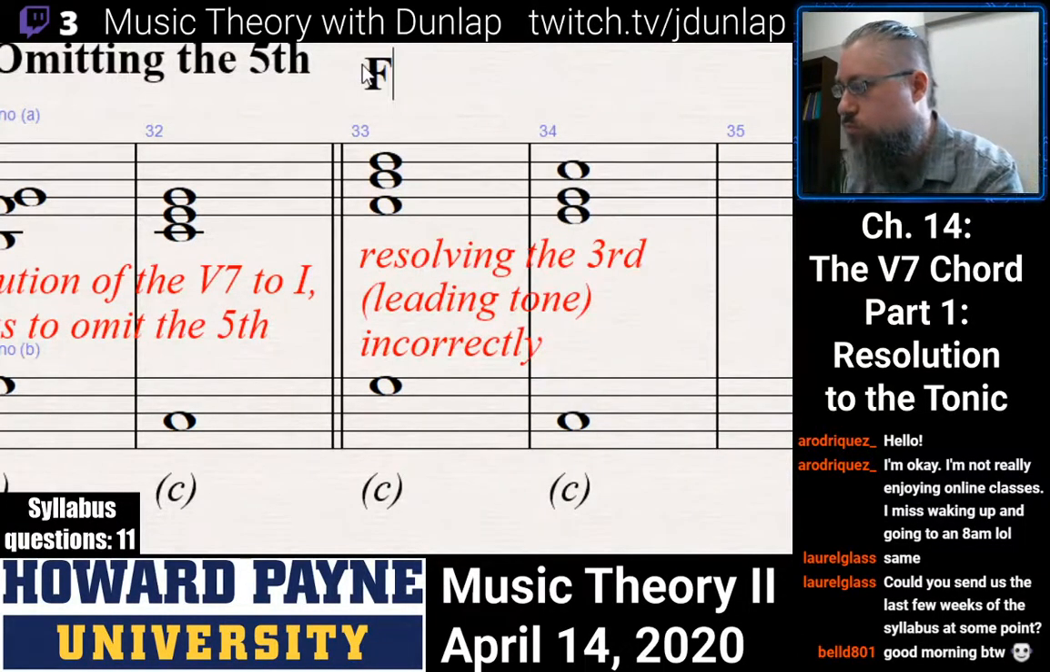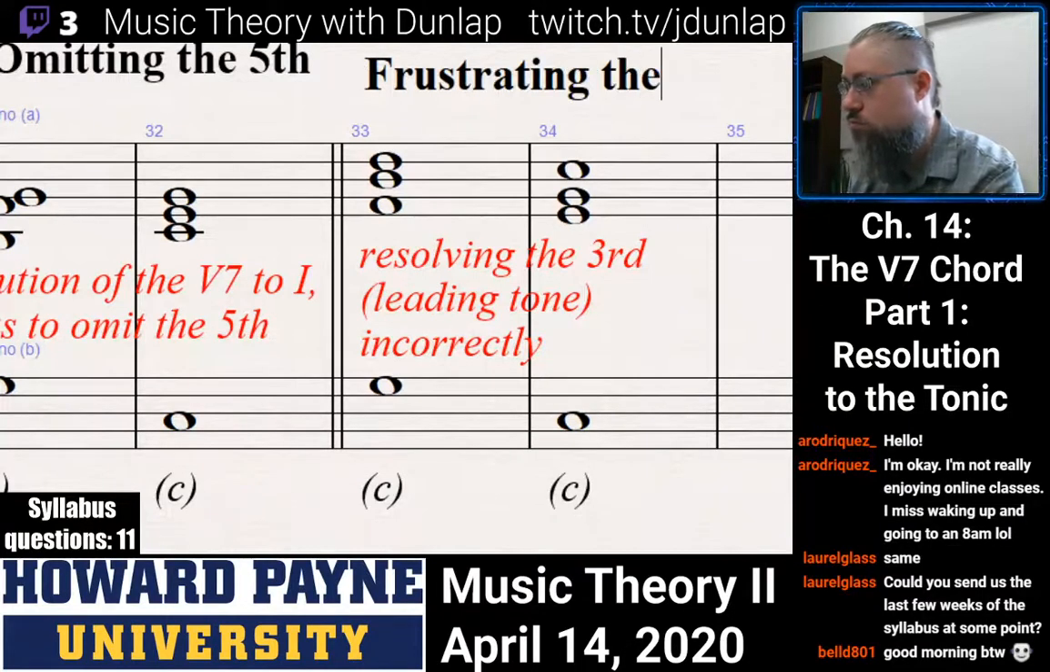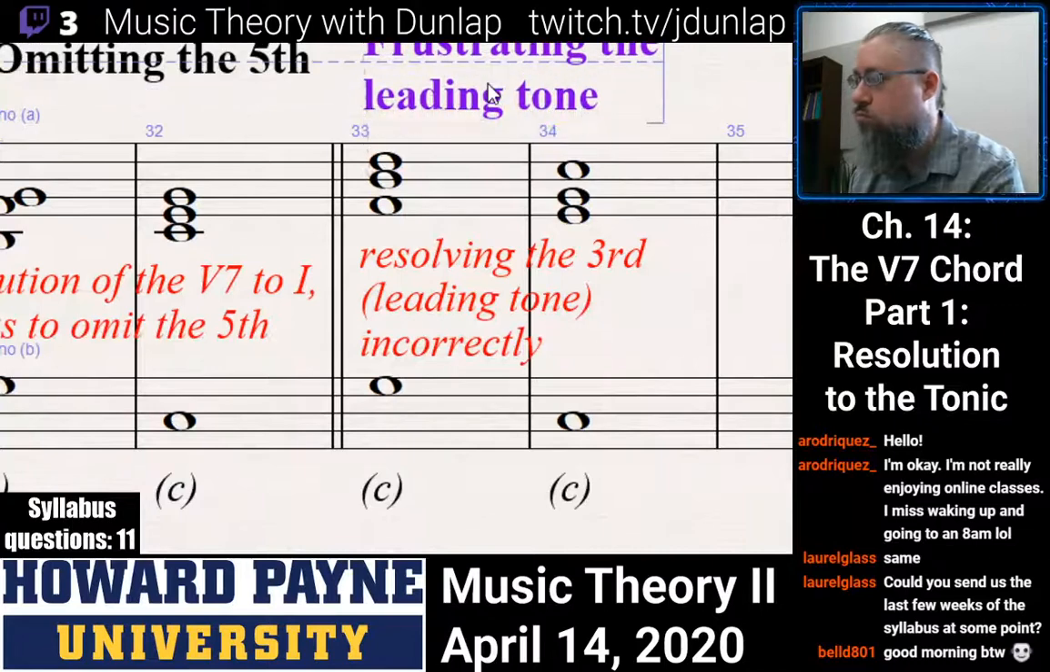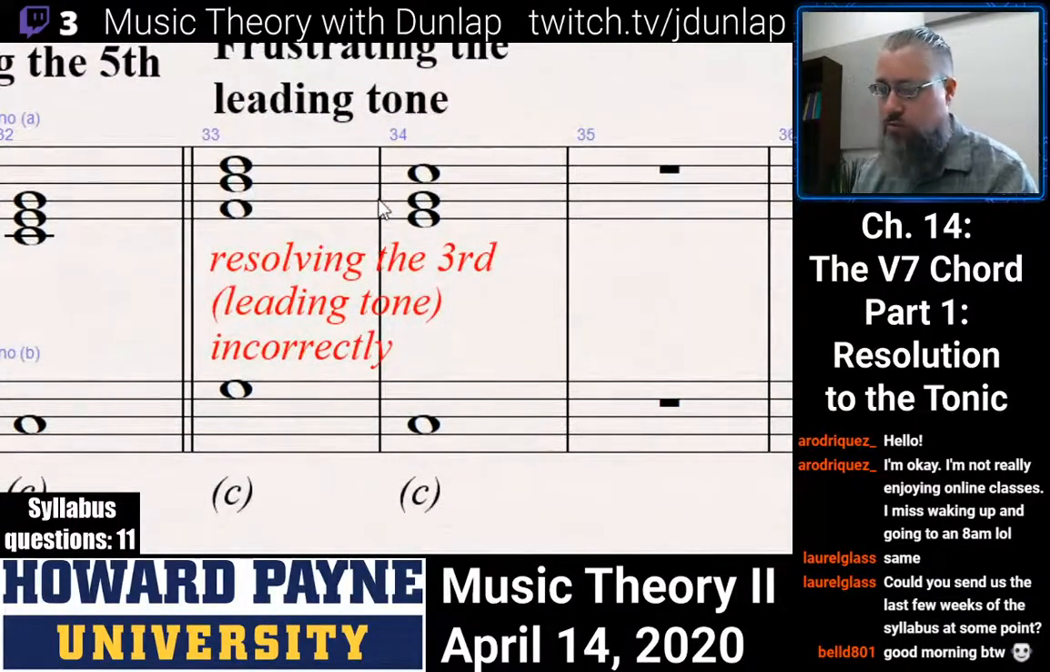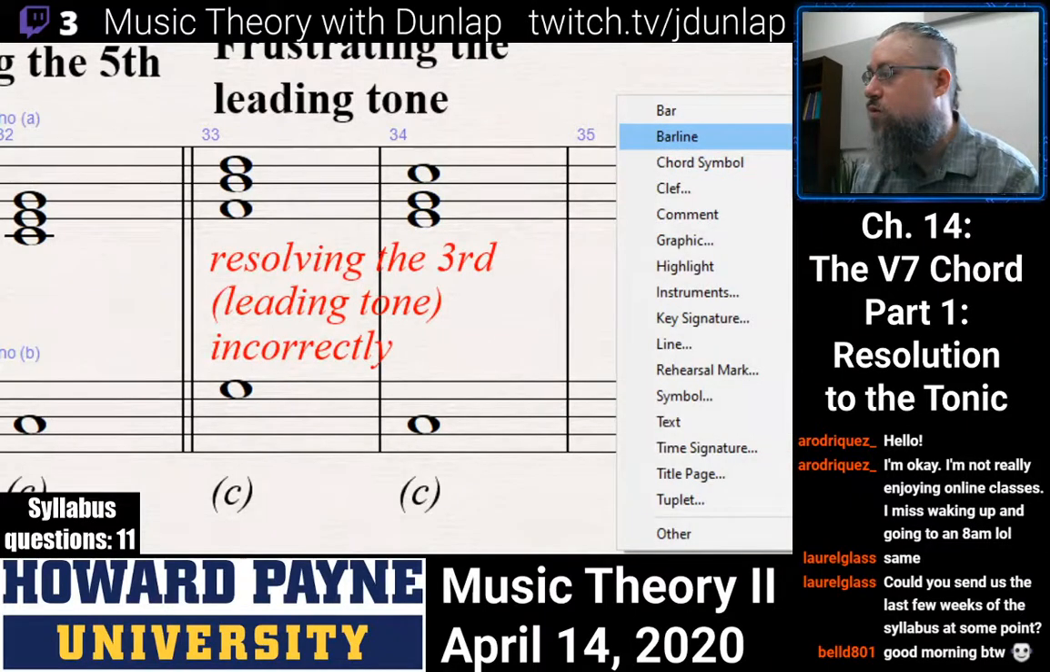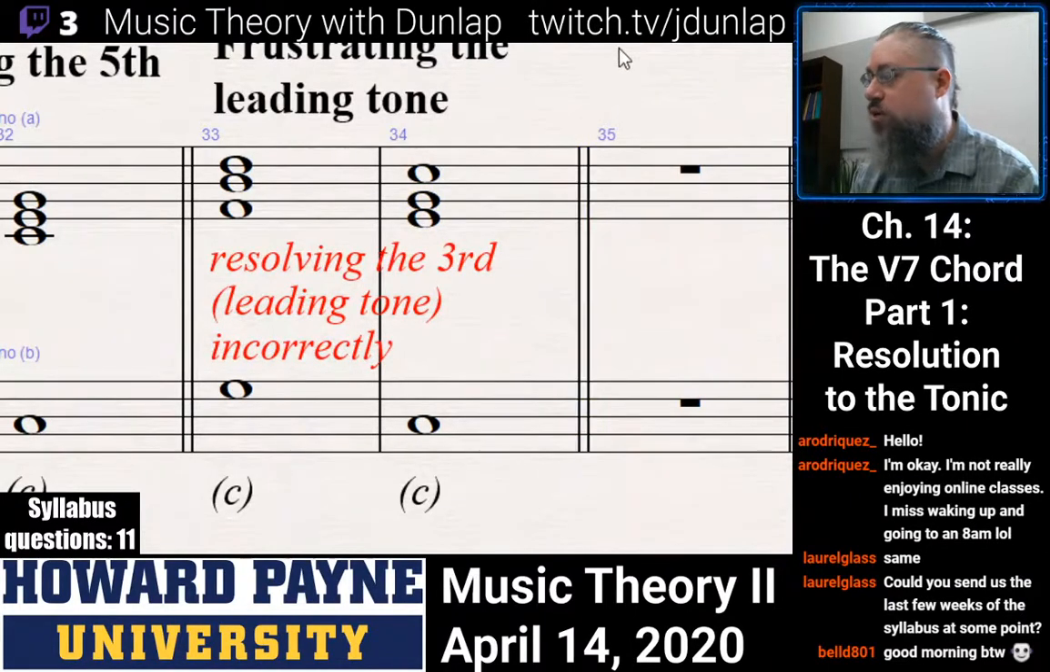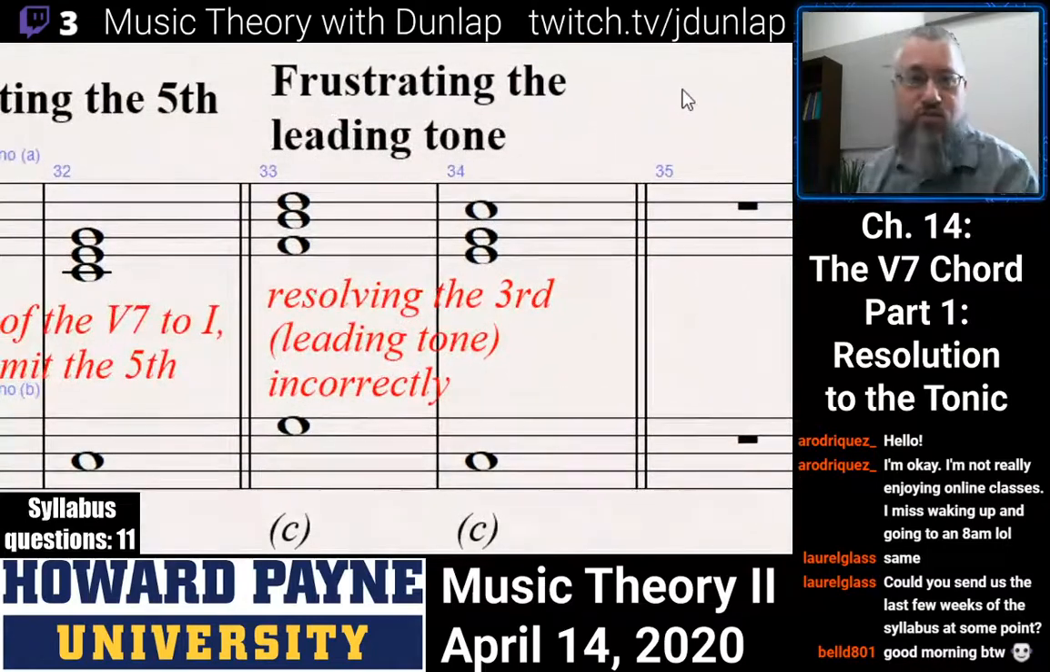So, that is where the leading tone skips down to the fifth of the next chord, or to scale degree 5. That is the way that we fix the problem. We do not have to fix the problem. I cannot stress that enough. We do not have to fix the problem.